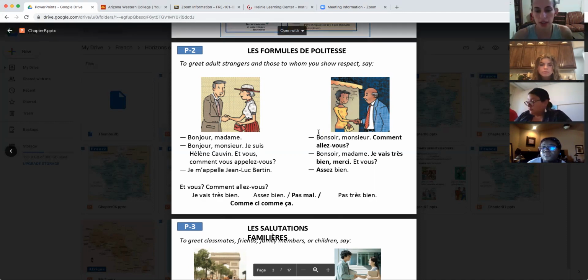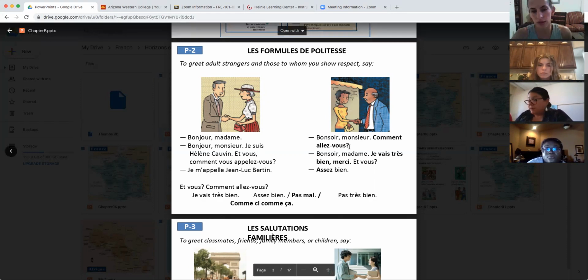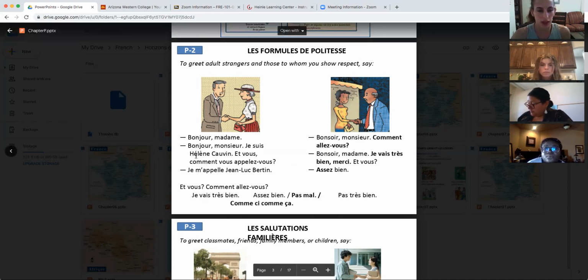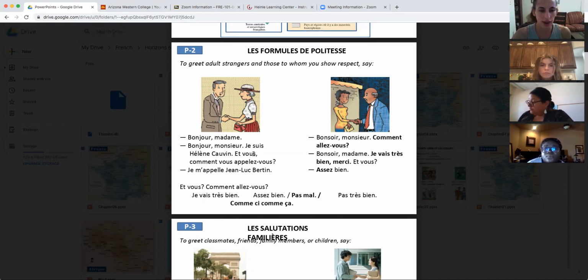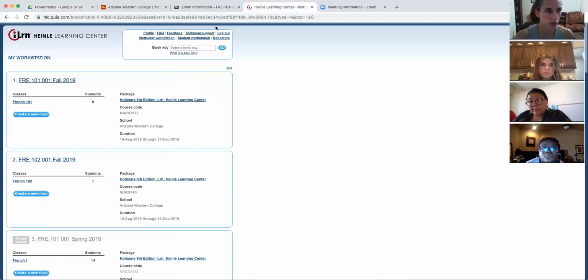And if you look at the dialogue, which is in your book and is also on this slide here, we have comment allez-vous? How are you doing? Or how is it going for you? Again here, et vous, and you, using the vous form. In the introduction, they're asking what their name is. Et vous, comment vous appelez-vous? I'm going to go ahead and play this dialogue for you. You can follow along in your book.